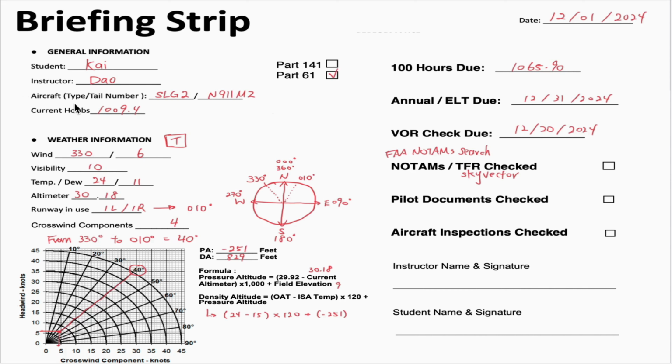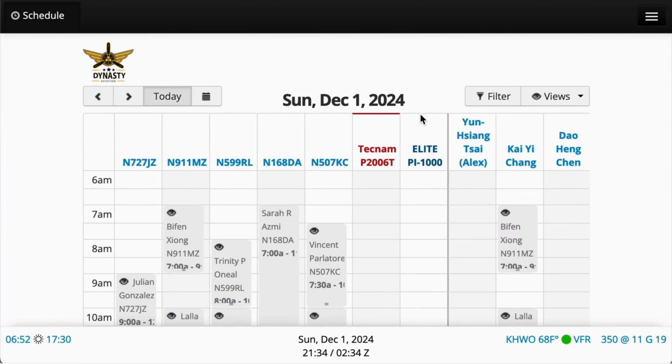For the aircraft type, we'll put in the identifier SLG2 to represent the Sling 2, and November 911 Mike Zulu for your tail number. In order to get the HOBBS number, which is 1009.4, we need to log into our Flight Circle system like this. Once you log into Flight Circle, find the aircraft that you're going to fly today. In this example, it will be 911 Mike Zulu.